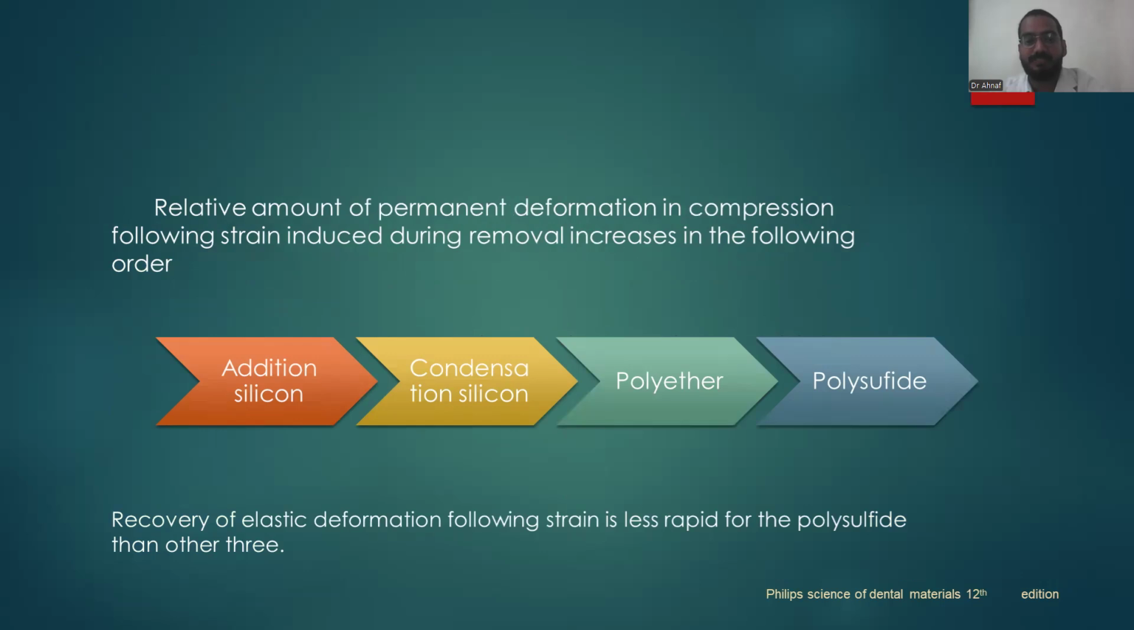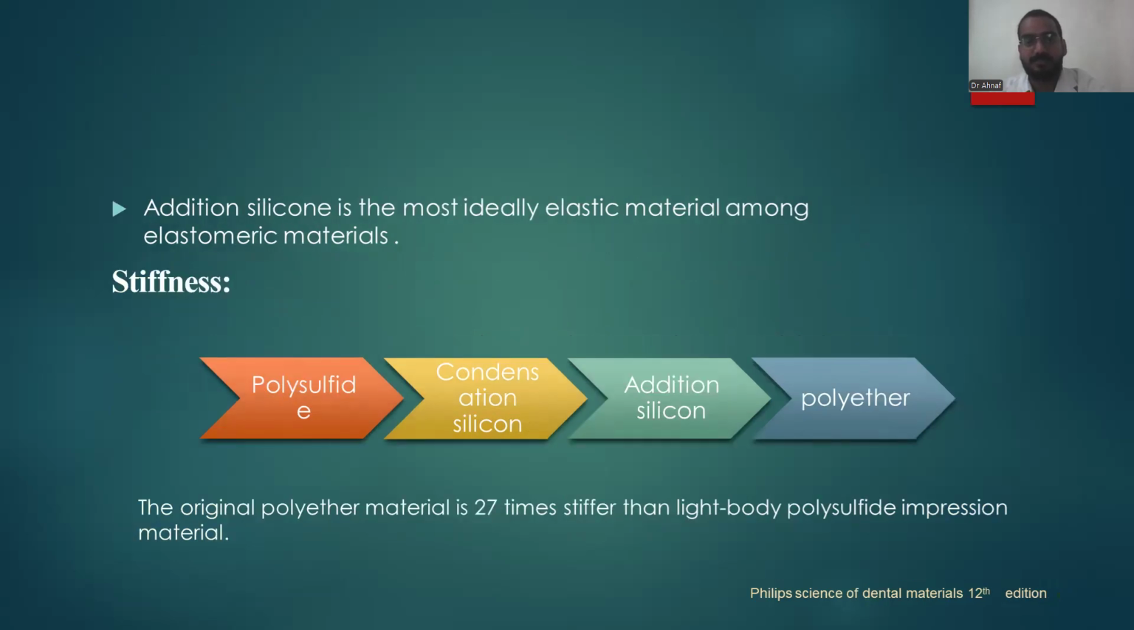Now, the relative amount of permanent deformation in compression following strain induced during removal is marked in increasing order. Permanent deformation: addition silicone is greater than condensation silicone, which is greater than polyether, which is greater than polysulfide. Recovery of elastic deformation following strain is less rapid for polysulfide than the other three. So addition silicone is the most ideally elastic material among the elastomeric materials.